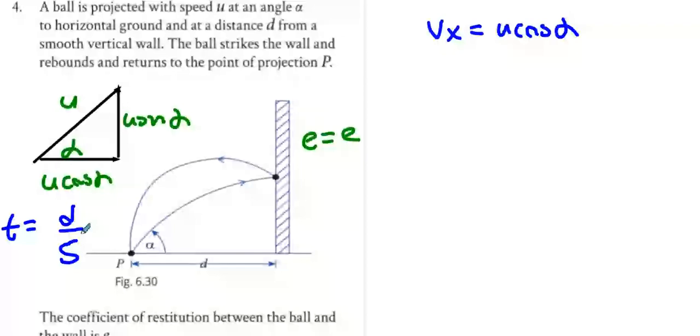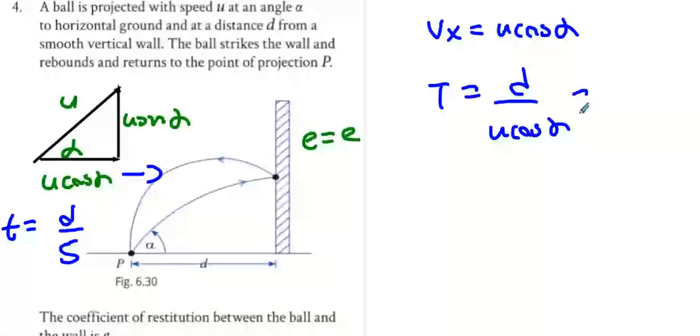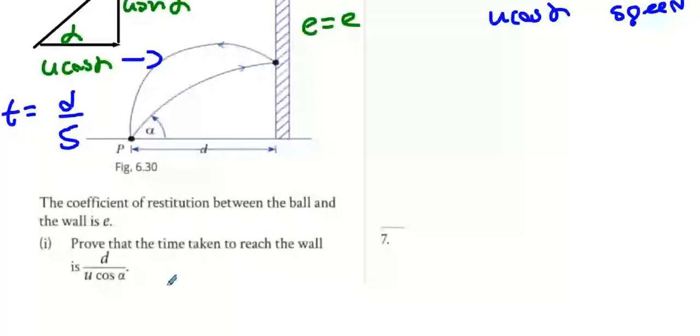Now, taking the x direction only, would you all agree that time equals distance divided by speed, provided your speed is constant, provided you're not accelerating. Am I accelerating in the x direction? There's no acceleration, is there? Because there's no gravity in that direction. So I can do time is distance over speed. Time is d divided by u cos alpha. Is that all they wanted from part one? Done. Part one is done. That wasn't bad.